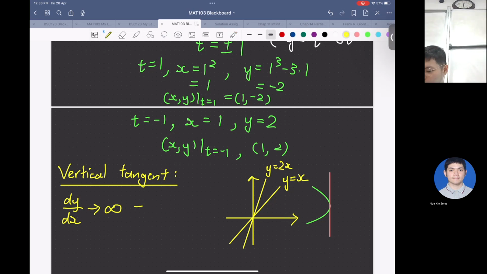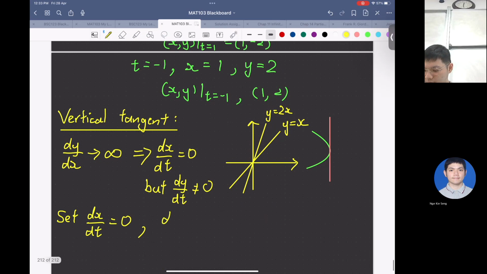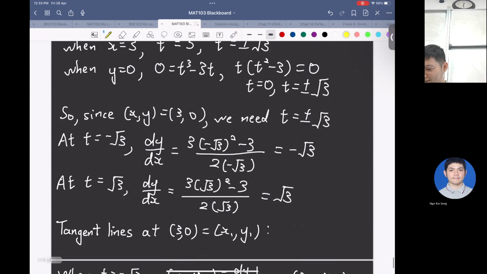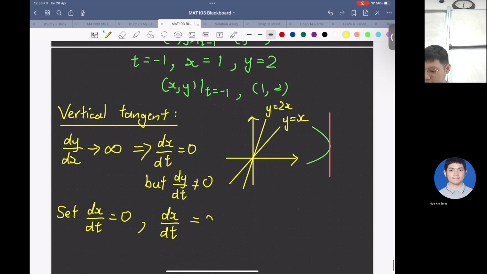Okay, so we need something computable. Anything else? We are moving in the y direction, but not in the x direction. So we should have dx/dt equal to 0, but still moving in the y direction. So we need to set dx/dt equals 0. What's dx/dt that we just computed? We get 2t. So 2t equals 0, t is equal to 0.